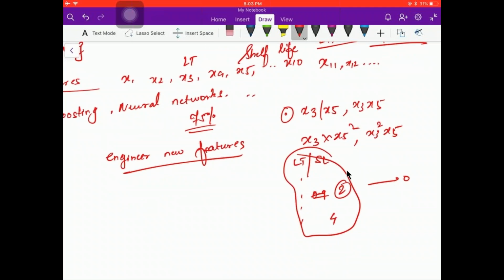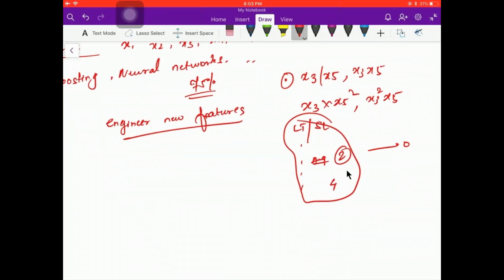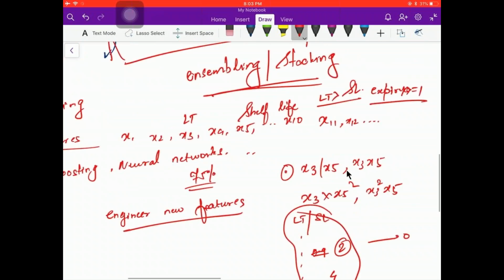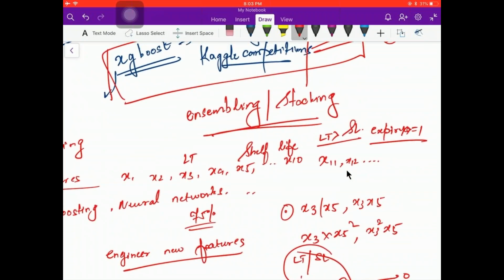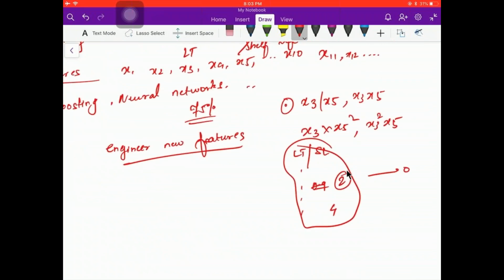So what you do is you generate new features. Now, how to generate new features? What if you don't know all this business knowledge? So what you do is you use simpler models to generate features.